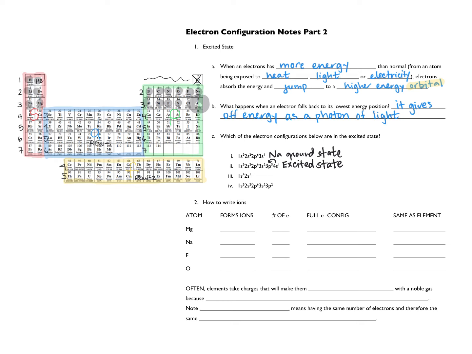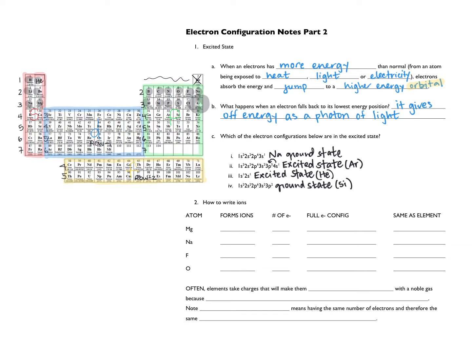Try the next two and then check your answer. Hopefully you got the same thing as me. The second one is an excited state because it really should just end 1s2. And the last one is a ground state. It looks a little bit like an excited state at first, but it really is just a not fully filled last orbital, which is totally okay. That's what silicon's electron configuration is.